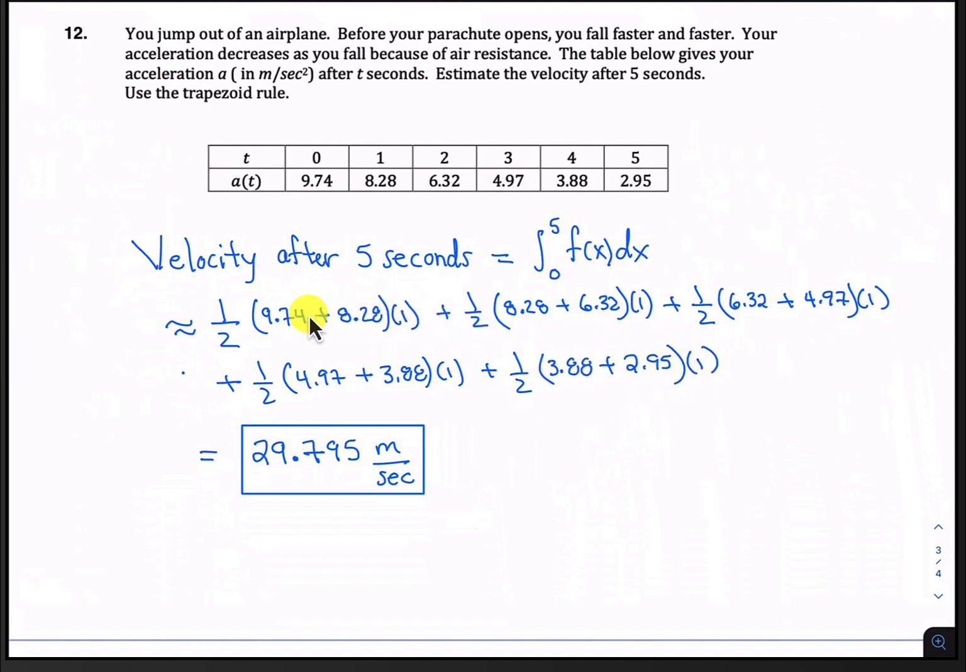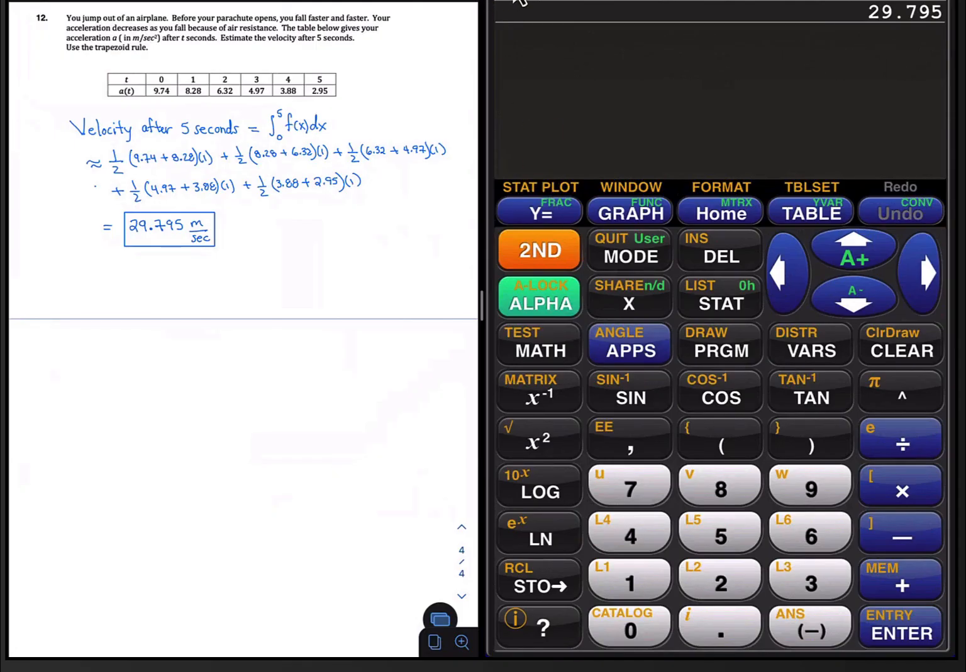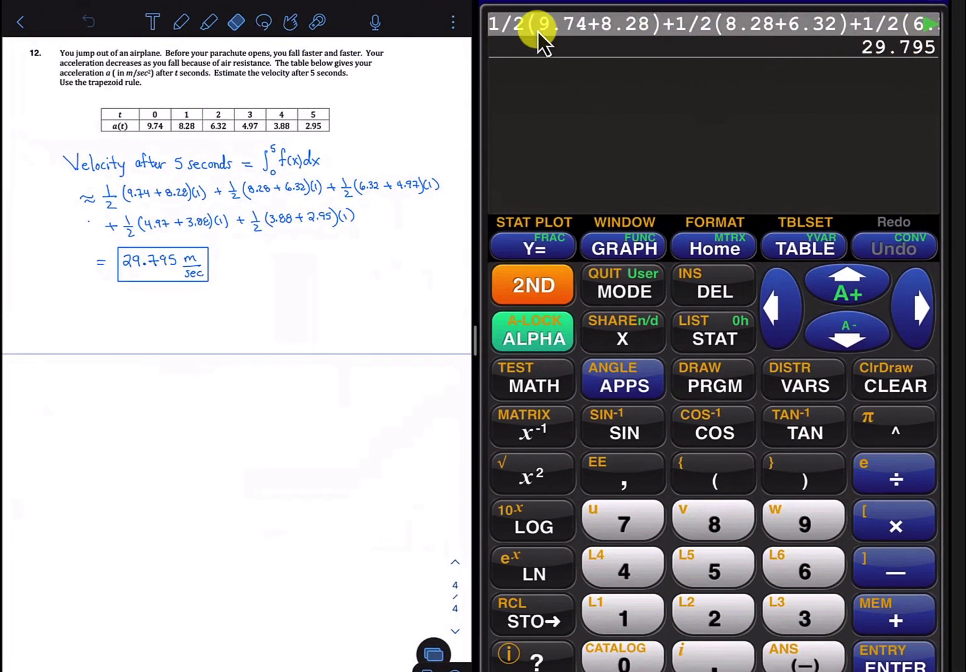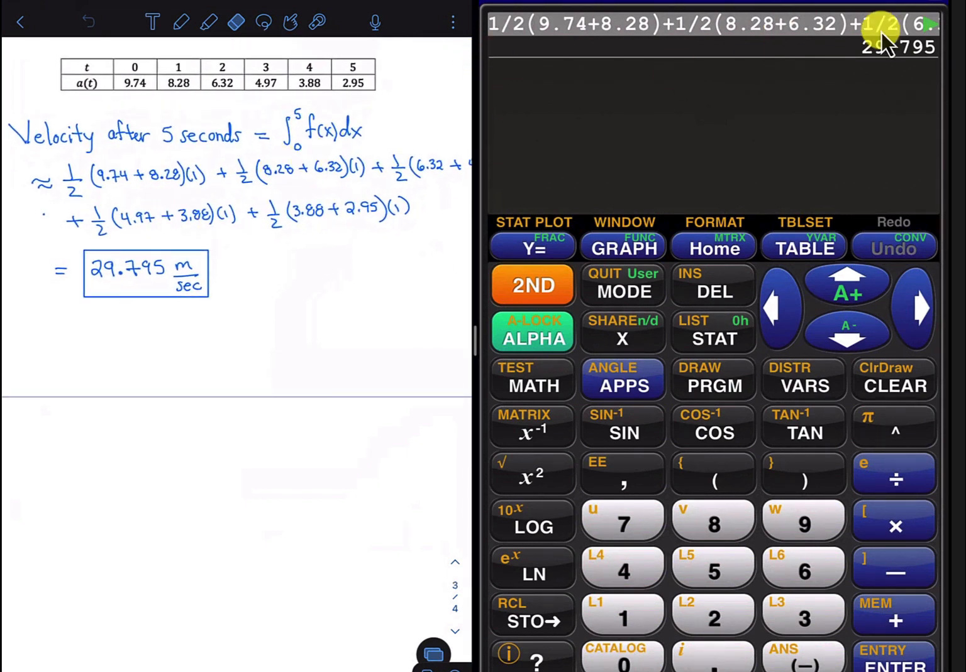Then you simply put all of this in your calculator, and if you had looked at the previous answer key, it was set up a little bit differently, but the calculation was the same. So putting all of this in the calculator, you get 29.795 meters per second. And this is just a verification here that this is exactly what I was getting on my calculator. Just put everything in just like it was written on the page over here, and I did get 29.795. All right, that concludes the video on the Unit 5 test review.